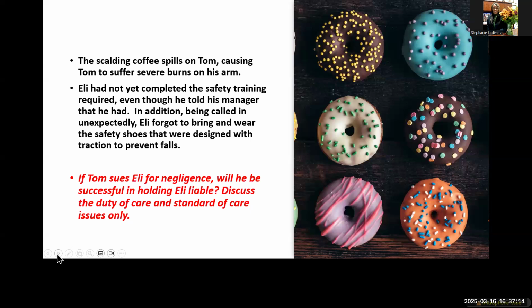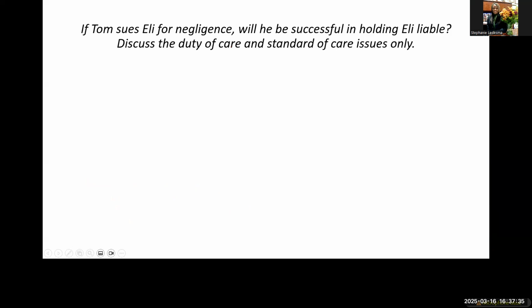If Tom sues Eli for negligence, will he be successful in holding Eli liable? Discuss the duty of care and standard of care issues only. What does that mean? That means that you're just supposed to discuss those two issues, nothing else. That means you don't get to standing or anything.